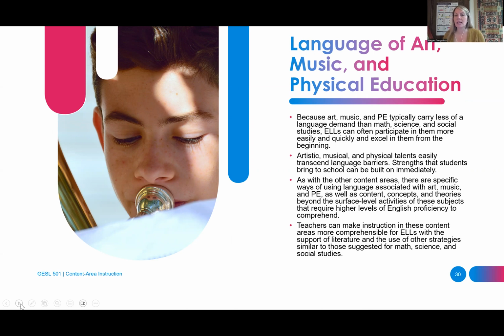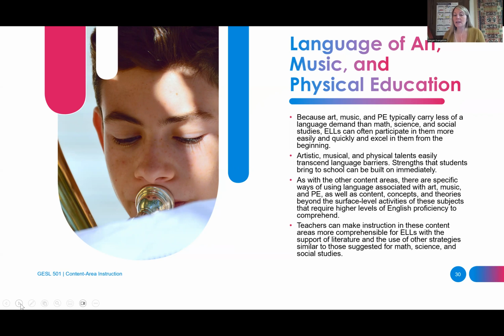Because art, music, and PE typically carry less of a language demand than math, science, and social studies, English learners can often participate in them more easily and quickly excel in them from the beginning of their time coming to a US school. Artistic, musical, and physical talents easily transcend language barriers. Strengths that students bring to school can be built on immediately. So students feel successful. They may go through their whole day feeling very stressed because of the cognitive load placed on them in academic classes, and they need that outlet of art or music class or PE to feel successful.